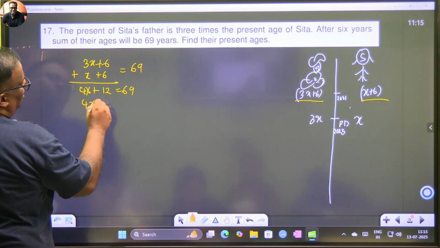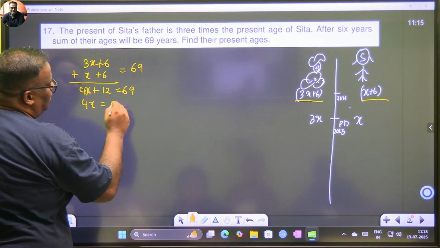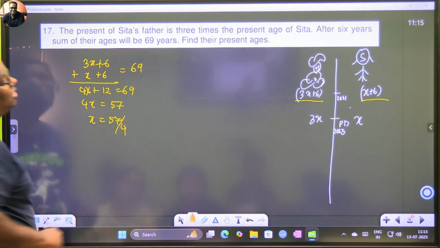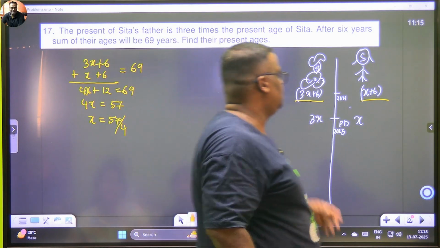So 4x should be equal to 69 minus 12, which is 57. So x is 57 by 4. How can it be like this? Something is wrong. The present age of the father is 3 times the present age.